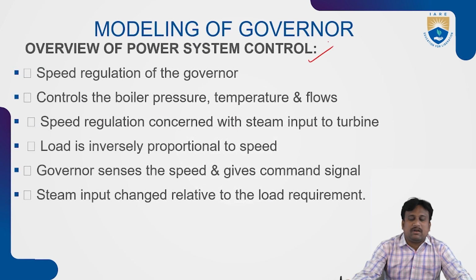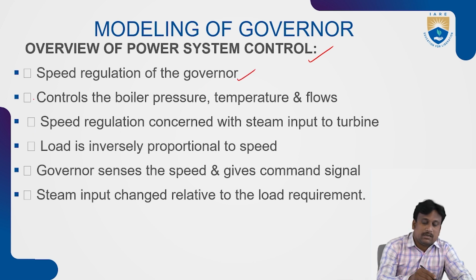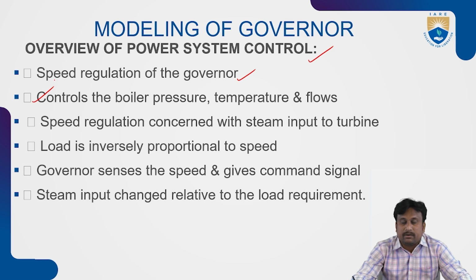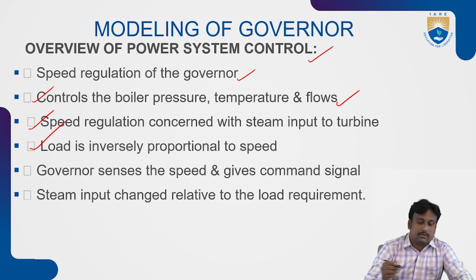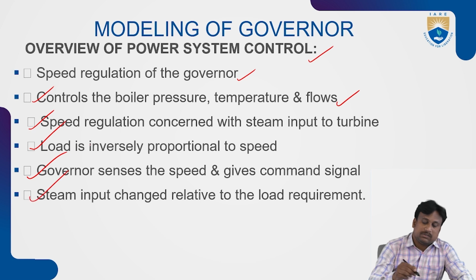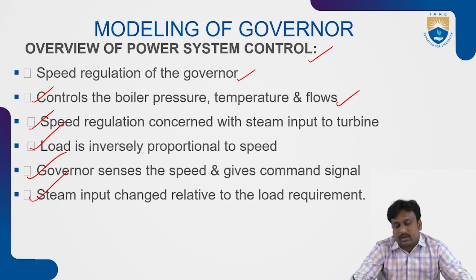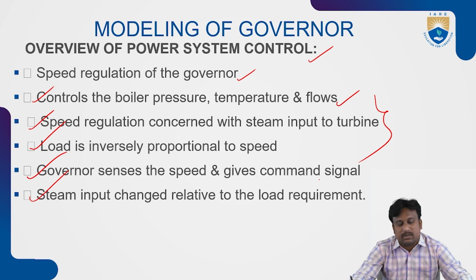Here is an overview of power system control, that is, the speed regulation of the governor. Another one controls the boiler pressure, temperatures and flows. Next, speed regulation is concerned with the steam input to the turbine. Load is inversely proportional to the speed. The governor senses the speed and gives command signals. Steam input is changed relative to the load requirement. So these are the possibilities for power system control operations.